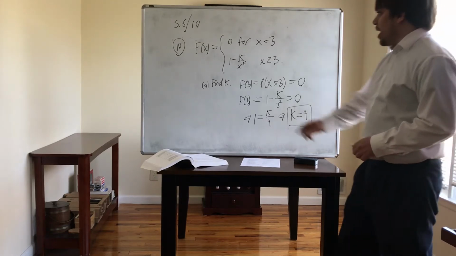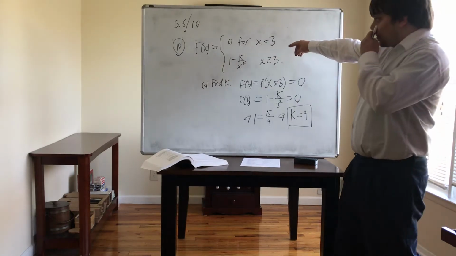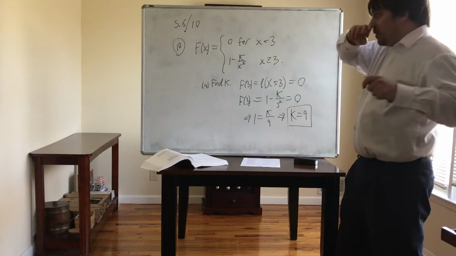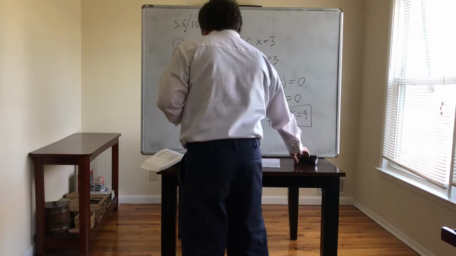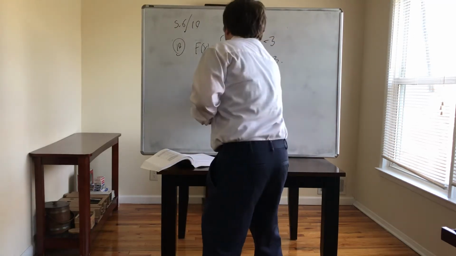Okay? So we know capital F at 3 is 0, because the probability is cumulatively 0 up to 3 and including 3. And so we know capital F of 3 is 0. And we solve for k, it's 9. That's A. And then it says B, sketch the graph of capital F.